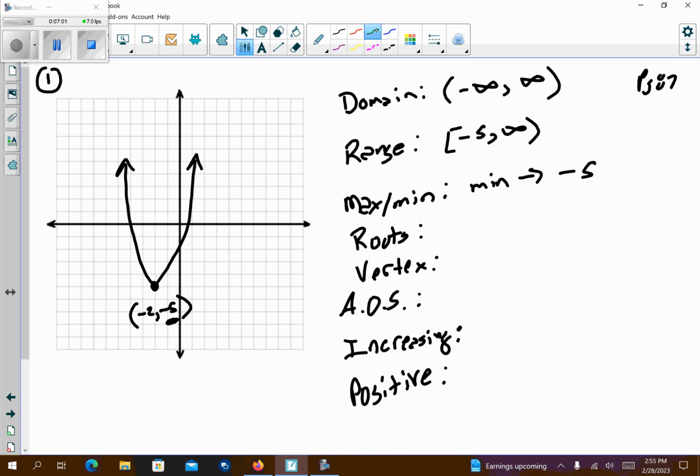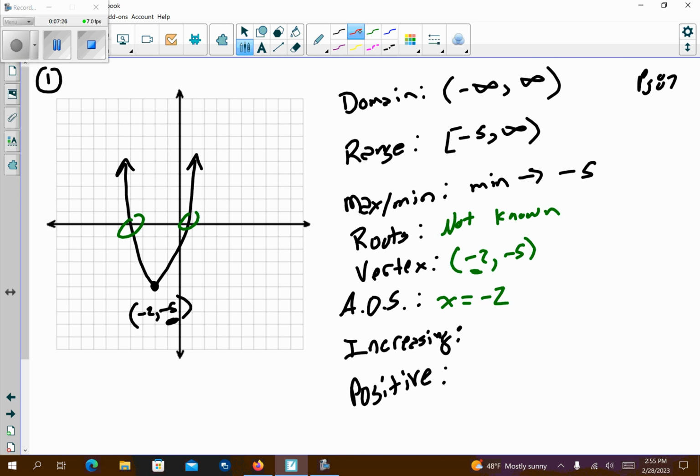There are roots that do exist, but I look back at the graph, and I can't see the exact values. So these are not known exactly right now. Later classes will find it for us. We did find the vertex at negative 2, negative 5. Axis of symmetry is always x equals the x part of the vertex, so x equals negative 2.